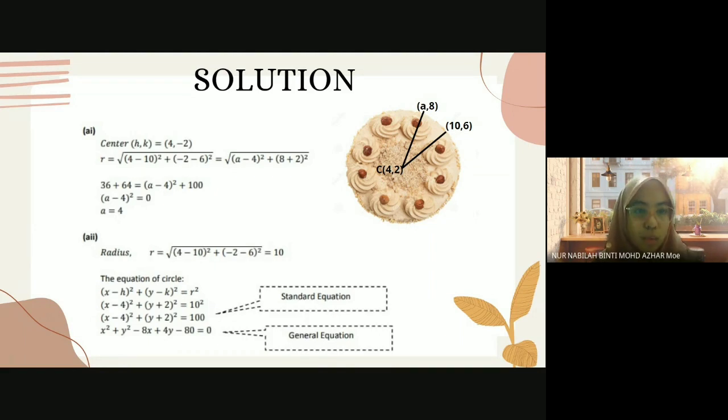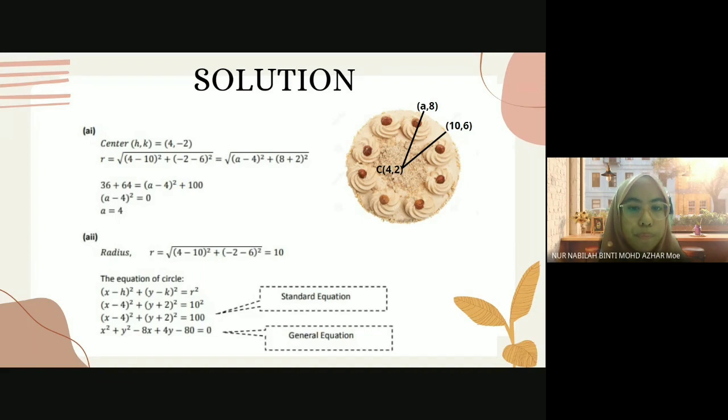The next question: we need to find the general equation of the circle. From the question before, we already found the radius, r equals 10, and h equals 4 and k equals −2. Using the formula of the standard equation, all we need to do is substitute the values into the equation, and then we get the general equation, which is x² + y² − 8x + 4y − 80 = 0.